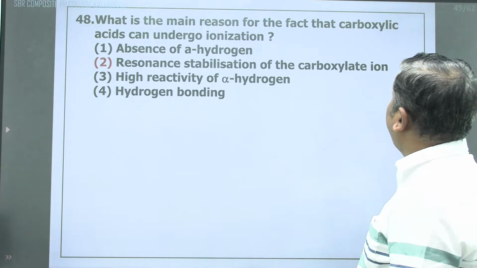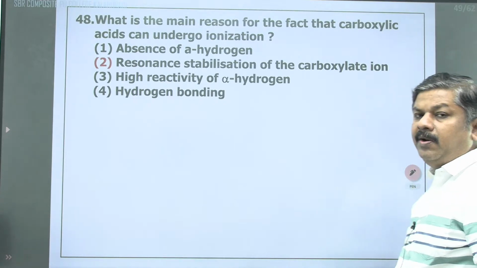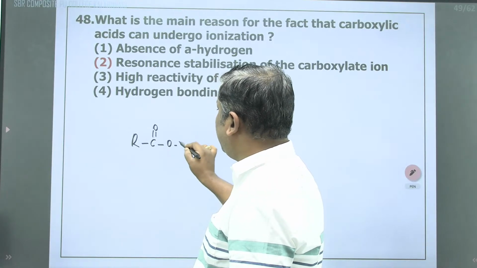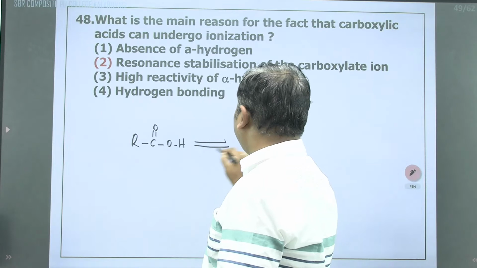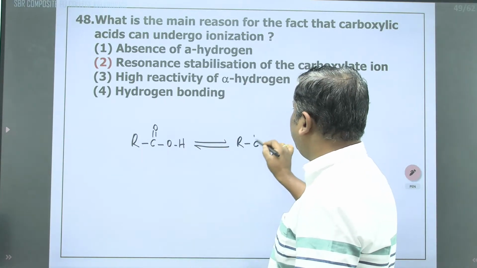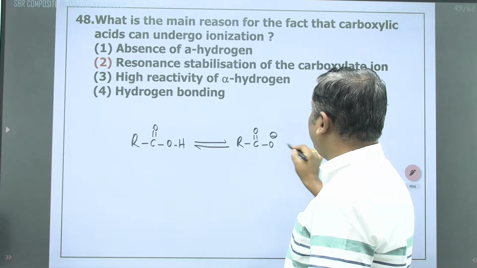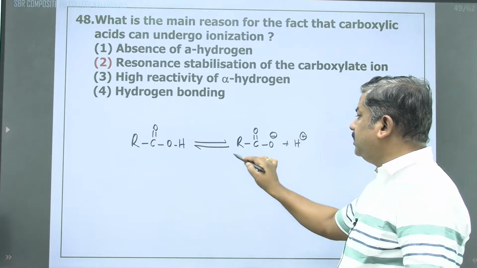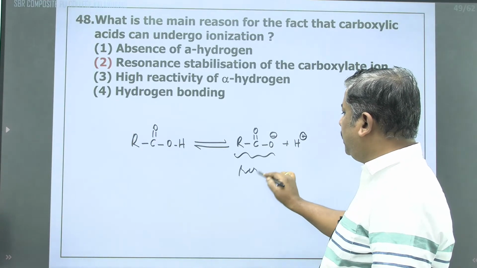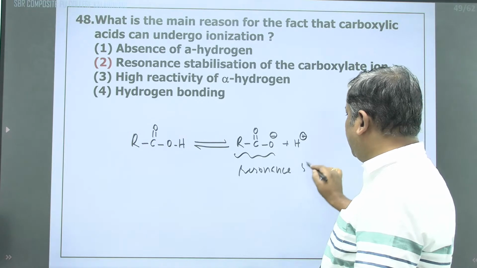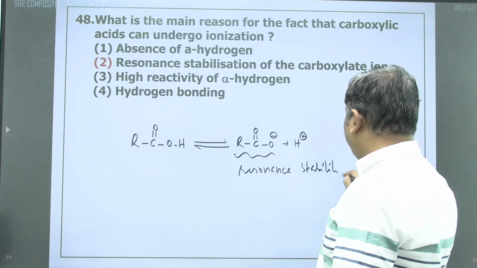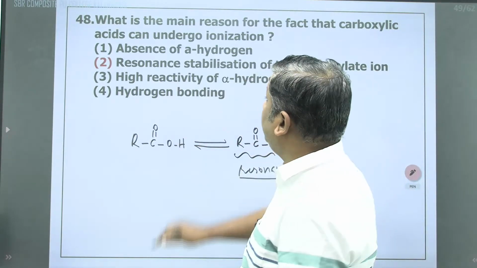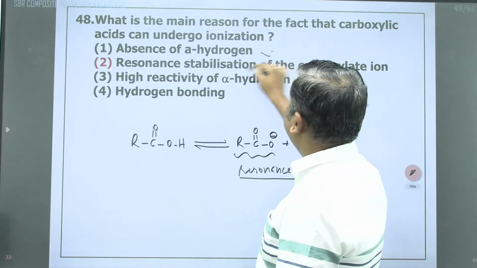48, what is the main reason that carboxylic acids can undergo ionization? Why do carboxylic acids undergo the process of ionization? RCOOH, whenever this is subjected to ionization, it produces RCOO minus and H plus. What is the main reason for the ionization? It is mainly because of resonance stabilization. Because of attaining stability through resonance stabilization, carboxylic acids generally undergo ionization.